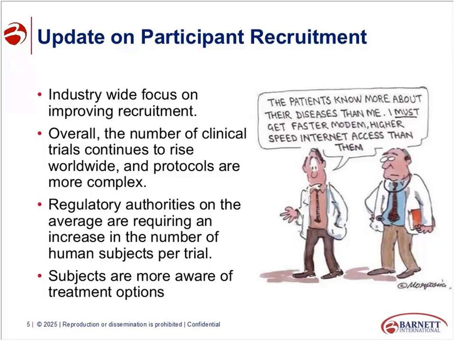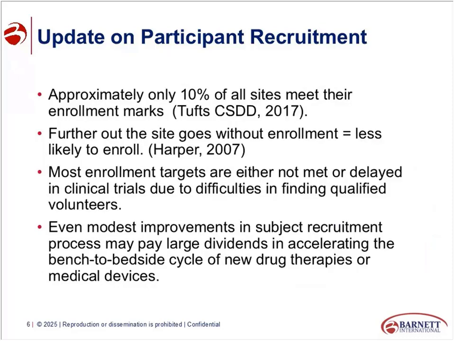Okay, so regulatory authorities, on average, are requiring an increase in the number of human participants per trial. And participants are more aware of treatment options. Again, especially if they're in some critical diseases, they are looking into things online, educating themselves about their disease and asking questions about potential treatments.